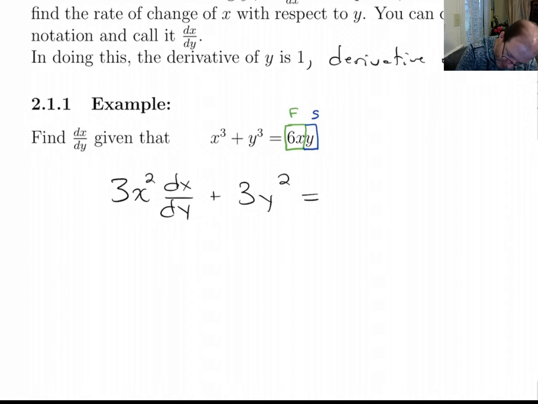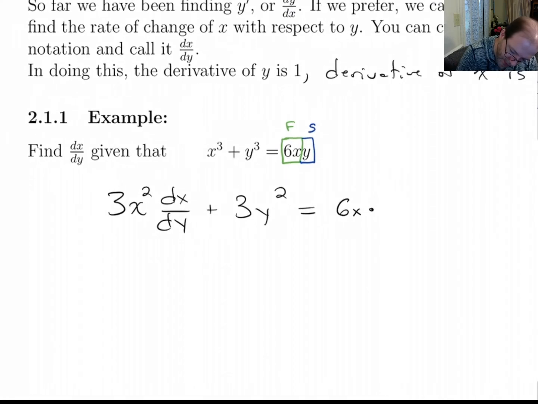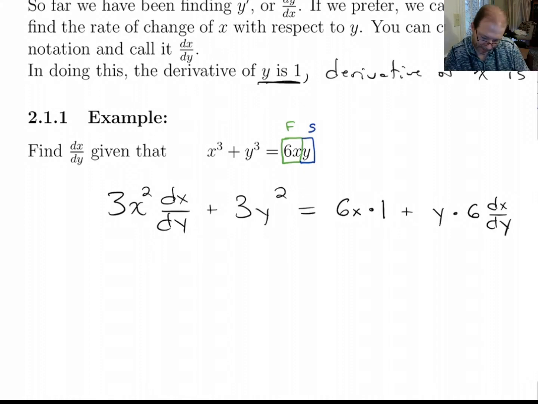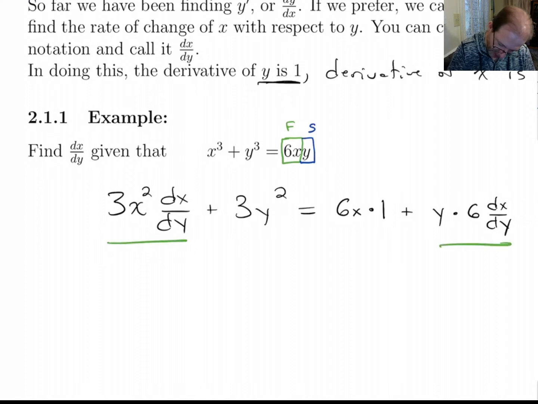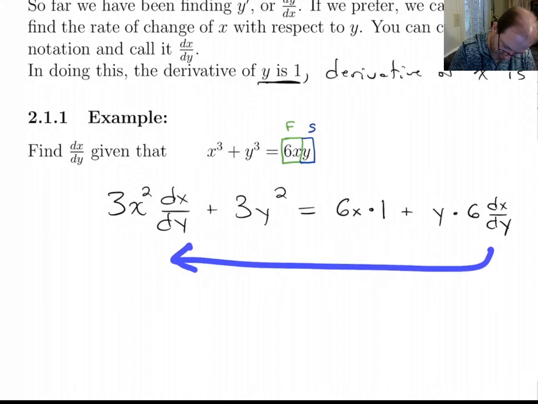That way my first is 6x. Derivative of the second is just 1, plus second times derivative of the first is going to be 6 times x prime or dx/dy. Now I've got to solve for this by getting both of these guys on the same side. So I'm going to move this one over here and this over there.